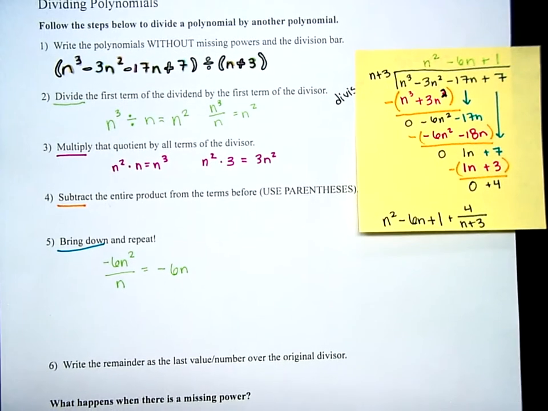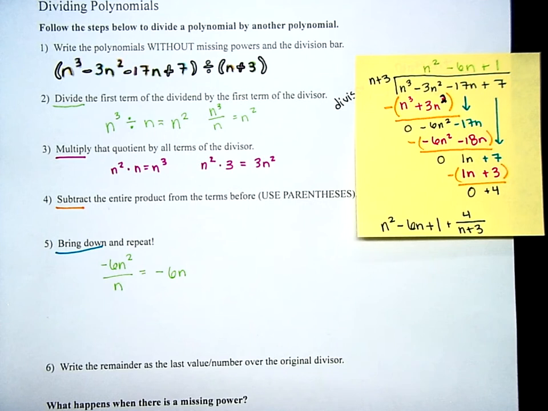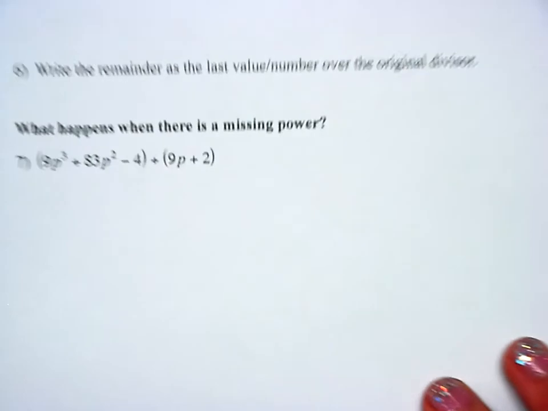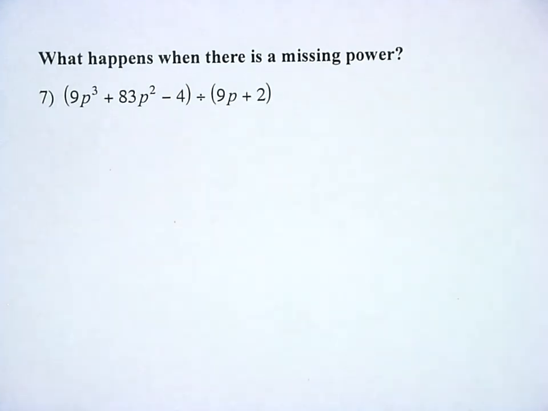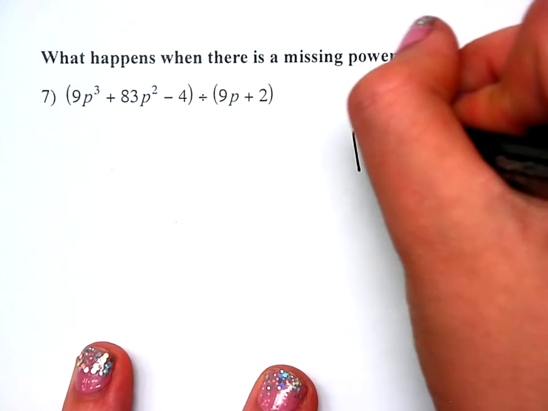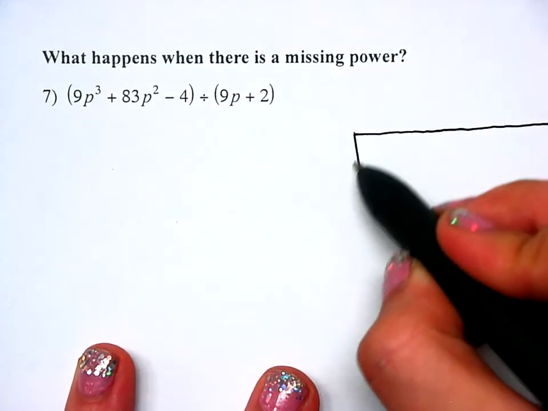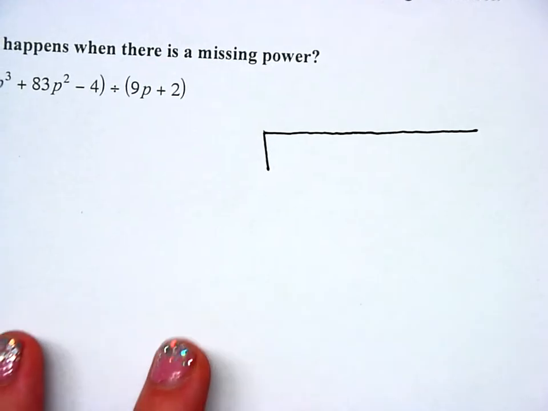We're going to do a problem where there is a missing power. So I will set it up just like before. I'm not going to use all my colors this time. And we will see how to fill in that placeholder. So let's zoom into this problem. Let's find where that missing power is. Okay, so let's set up our division bar. I know some people make this a little more curved. I just like a straight division bar.